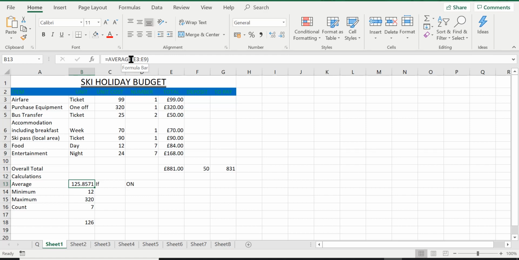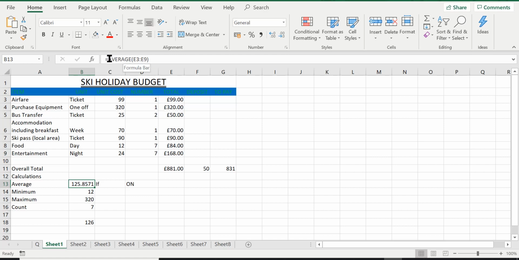For example, this average function. You are telling Excel to work out the average of this cell range, E3 to E9. These values here. Now what Excel will do, it will add them all up and then divide by the number of values to get the average. Just like in maths, we have to work out every single one of them and then divide by the number of values to get the average.